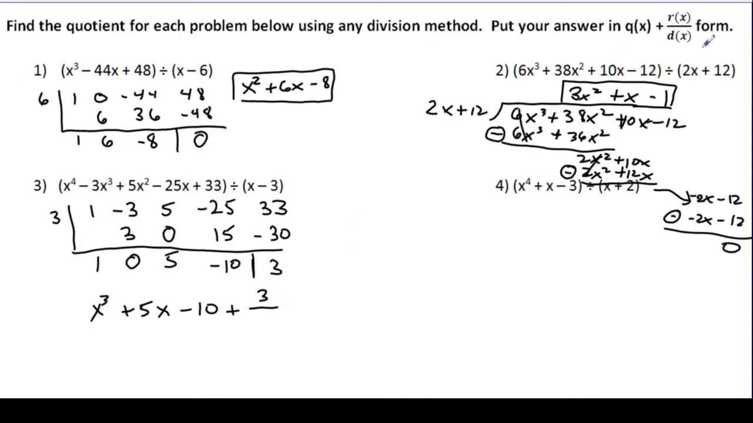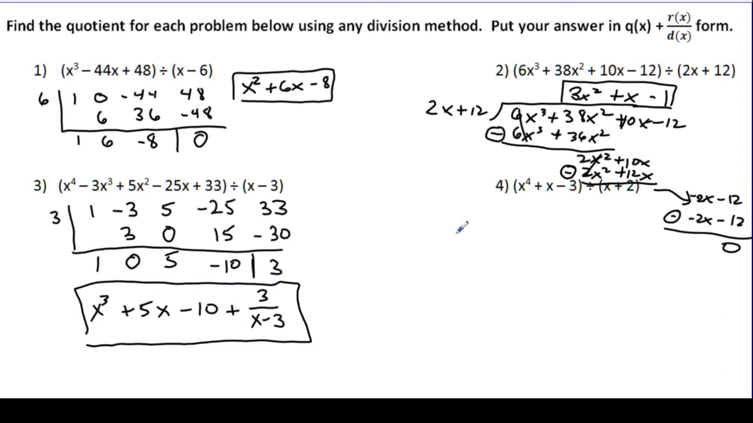And my divisor was the x minus 3, the thing I divided by. That goes on the bottom of this problem. Okay, so I would say my answer is x cubed plus 5x minus 10 with a remainder of 3 over x minus 3. Okay, last problem.